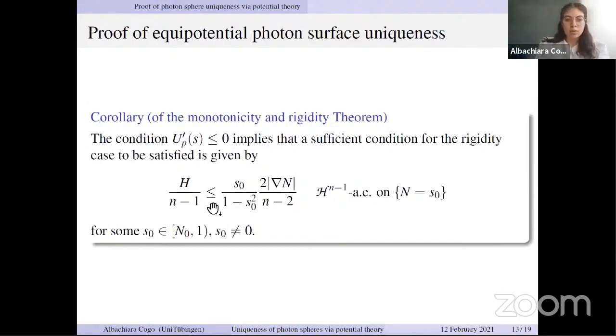So now the easiest way to try to prove it is just to take the value of the lapse function on our equipotential photon surface at some time and see if it's satisfied, and then we can conclude.